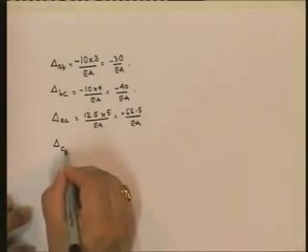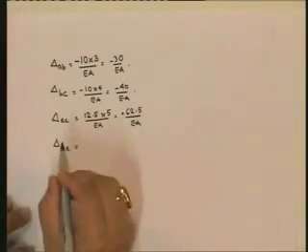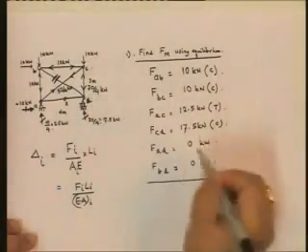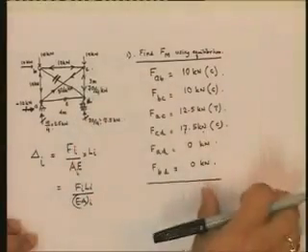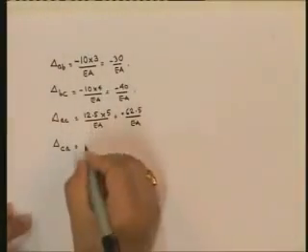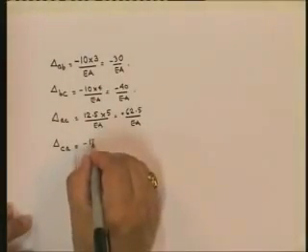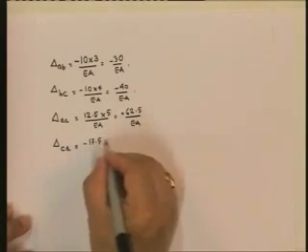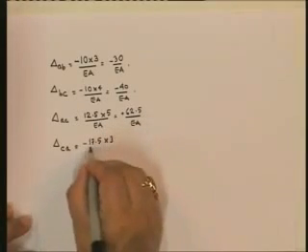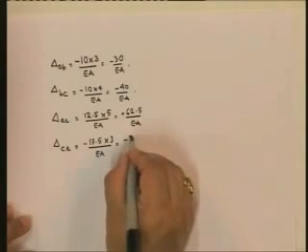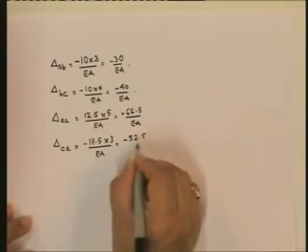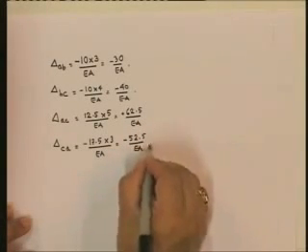Then you have delta CD. What is the force in CD? The force is 17.5 compression and the length is 3. So we can put that down as minus 17.5 multiplied by 3 divided by EA. So this is minus 52.5 upon EA.